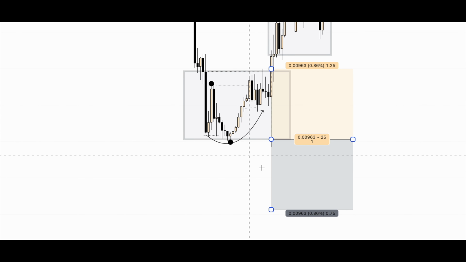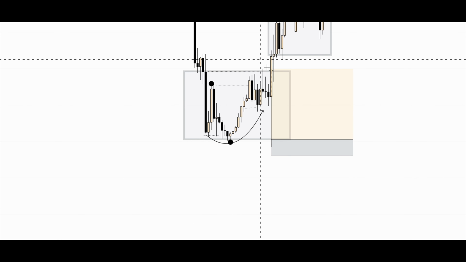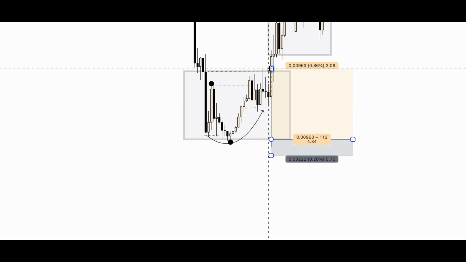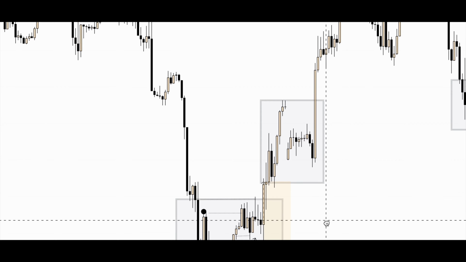Whether you entered right here, decided that that's going to be your stop loss, and where do we aim for a target? The next high, that's 5%.